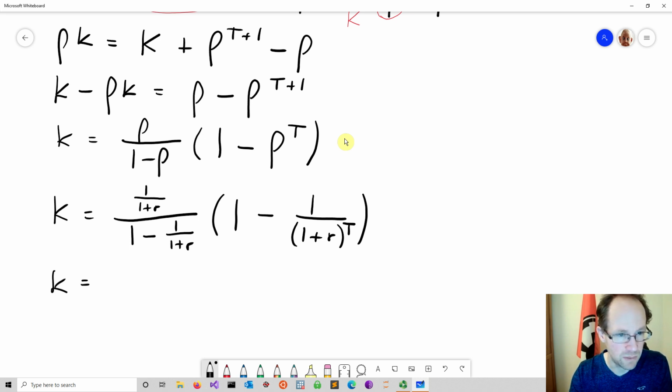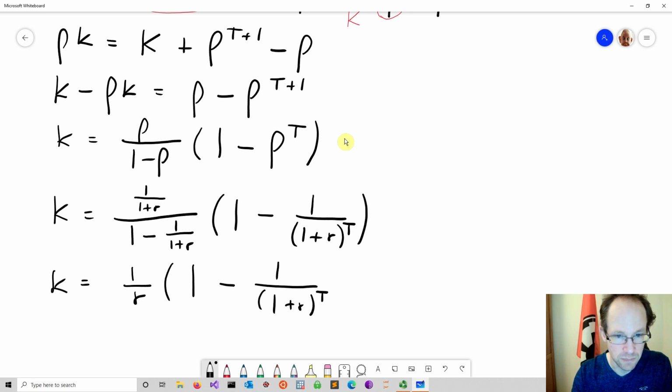If you simplify that, putting it on the same denominator, it's 1 plus r divided by 1 plus r minus 1, which gives r, and then the 1 plus r cancels. So you get K equal to 1 divided by r, times 1 minus 1 divided by 1 plus r to the power of T. So this is basically what you obtain.